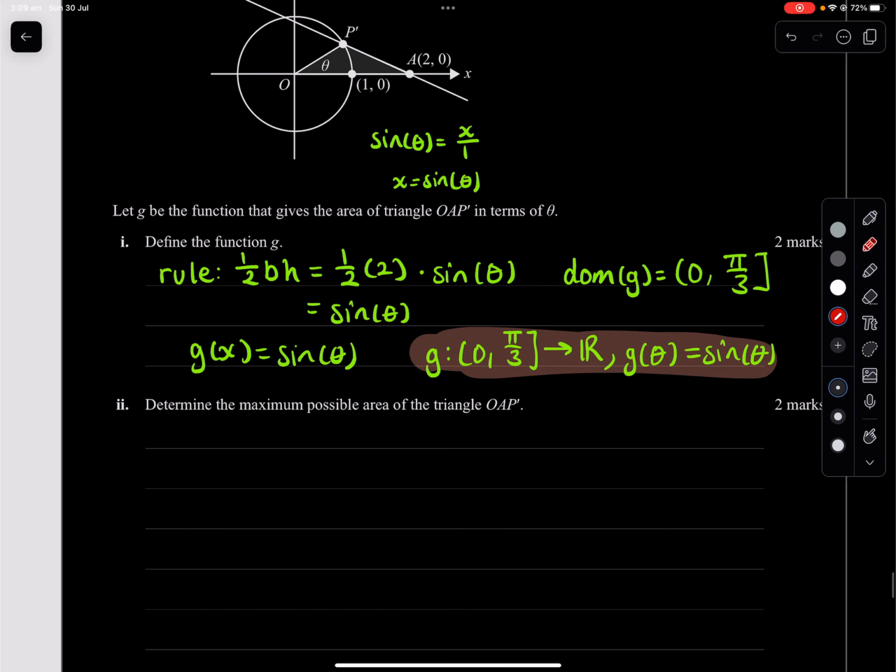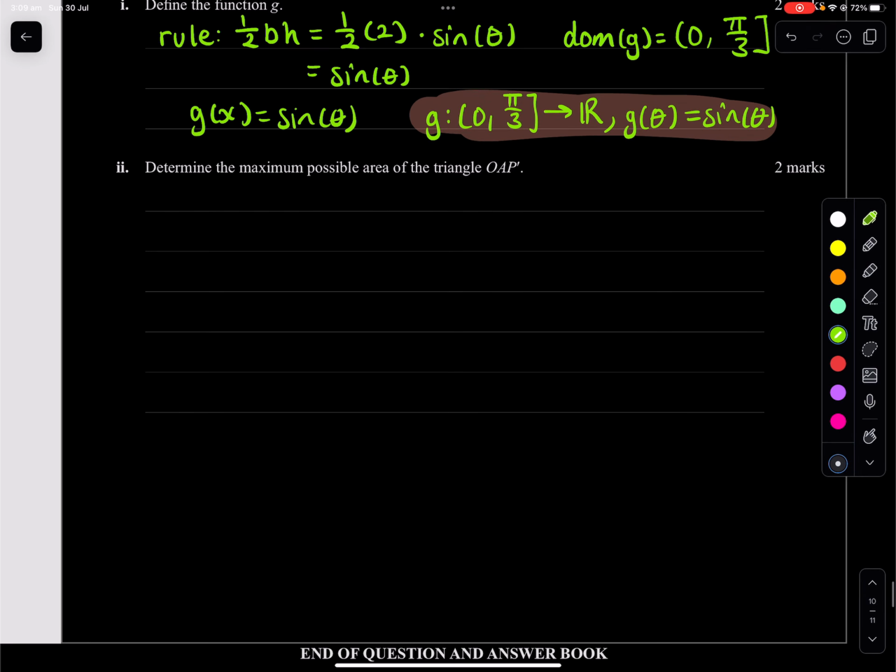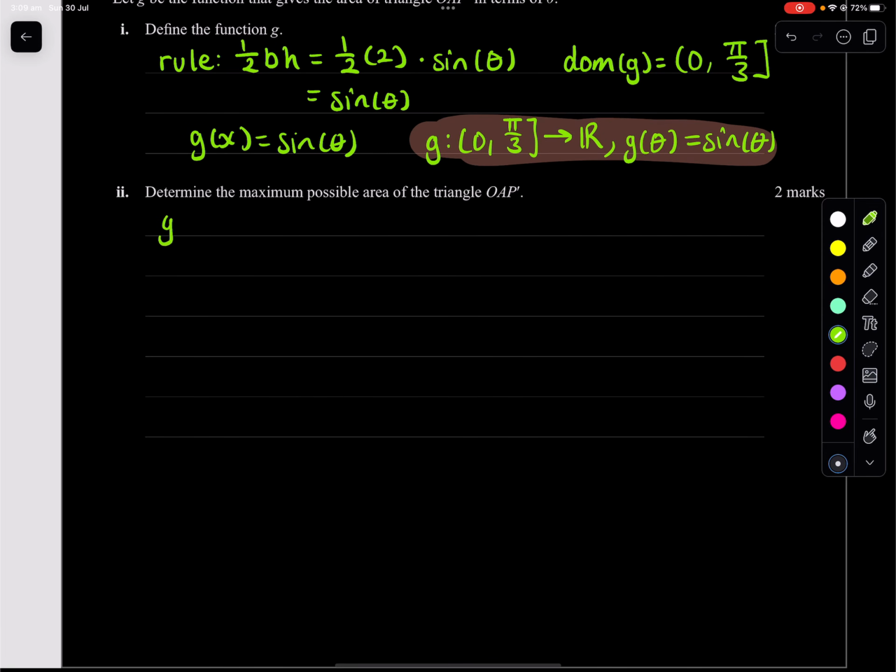So normally this is the last question, so it's the hardest one. So this one's probably going to be a hard question. Determine the maximum possible area of the triangle OAP. Now, if we can find g dash of x, which is your area, which is cos theta, and we want to find the maximum value.